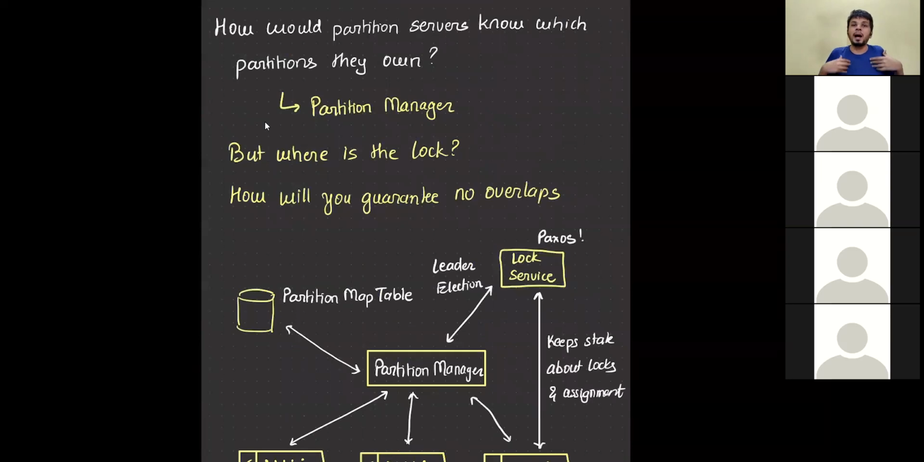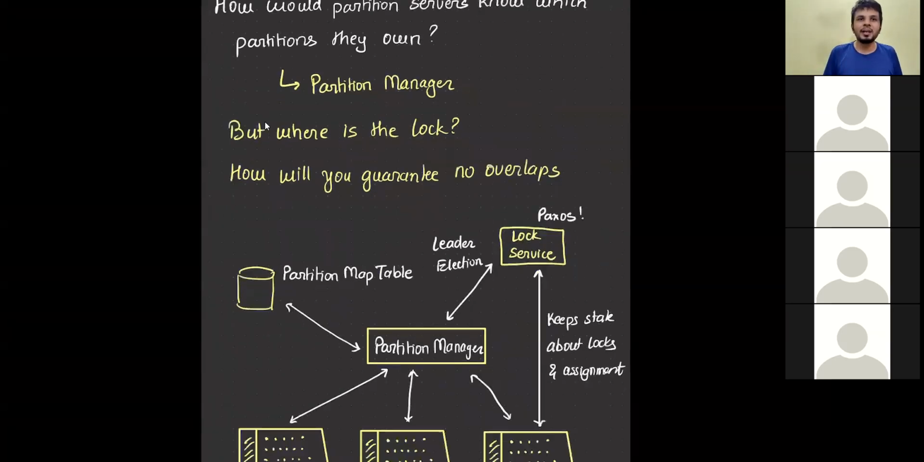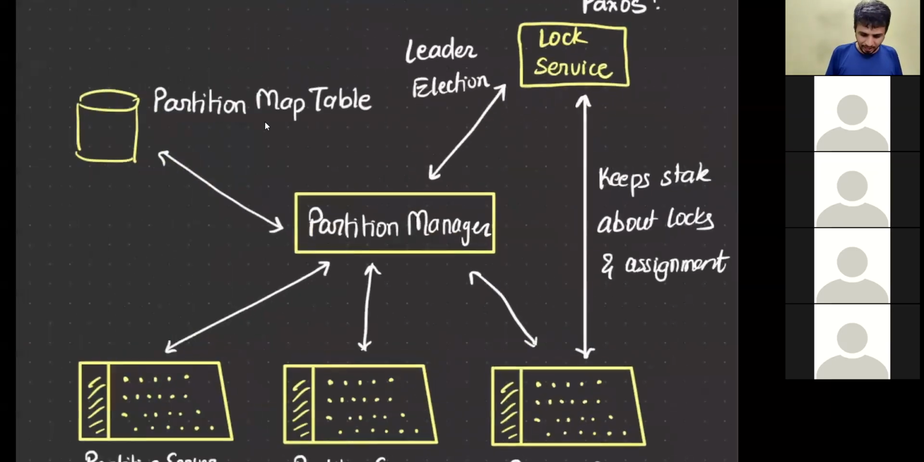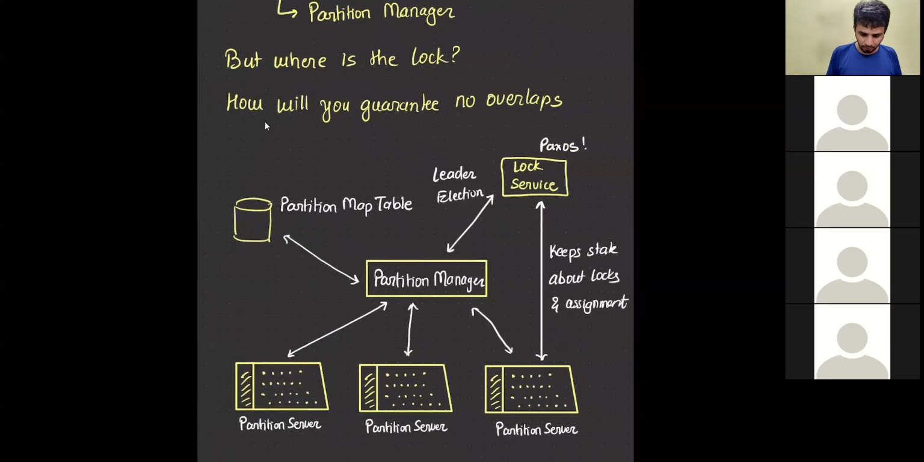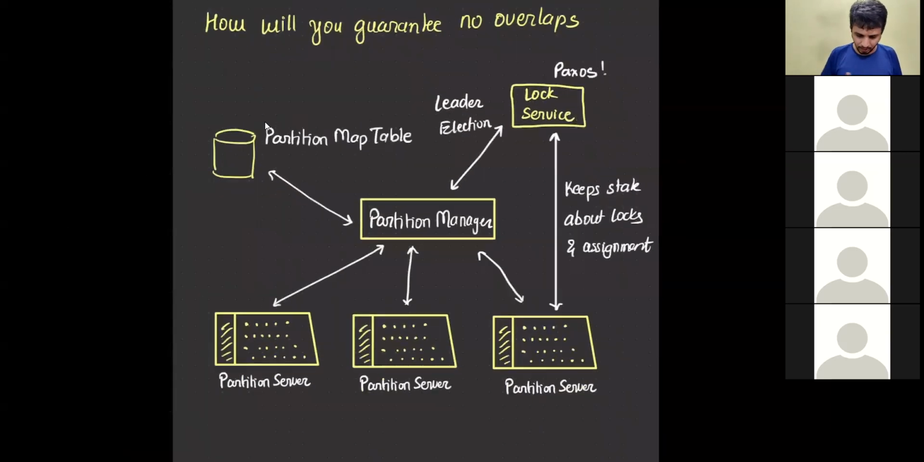Now, how would a partition server know which partitions it owns? Because up till now, the partition manager knows, right? But then how would your partition server know that it is responsible for which? So it would talk to the partition manager, because the partition manager has that information. So now when someone is trying to, okay, let me do that.